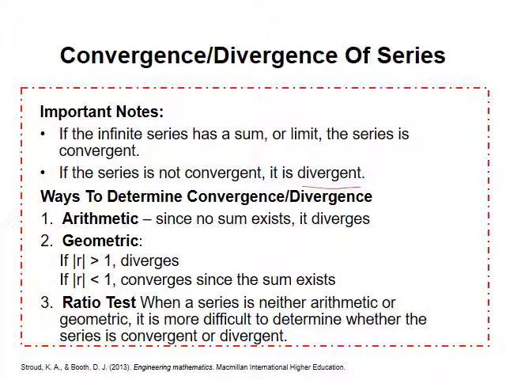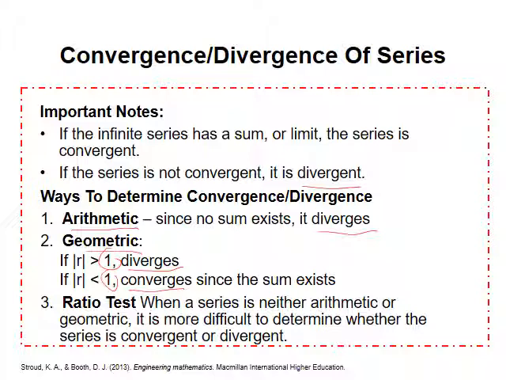How do we find this divergence or convergence? Now, if we have an arithmetic series, since no sum exists, it is divergent. We don't have a sum for an infinite arithmetic series, so it has no sum. But in geometric, we do. You remember when we go to infinity: if the absolute value of r is greater than 1, then this is divergent. And if it is lower than 1, so it has a value, then this is convergent, because there is a sum.